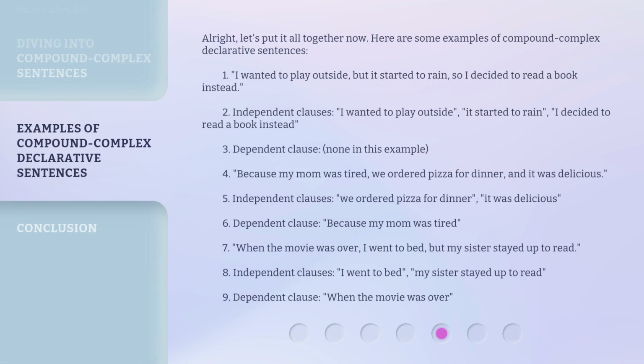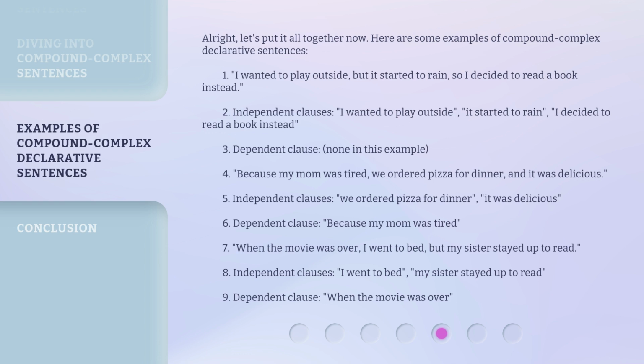Alright, let's put it all together now. Here are some examples of compound complex declarative sentences. 1. I wanted to play outside, but it started to rain, so I decided to read a book instead. 2. Independent clauses. I wanted to play outside, it started to rain. I decided to read a book instead. 3. Dependent clause. None in this example.